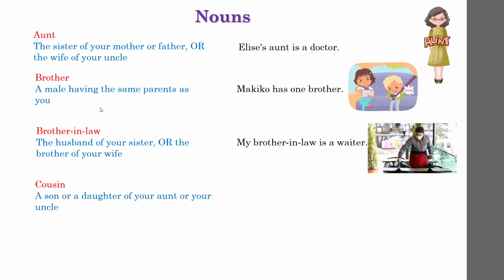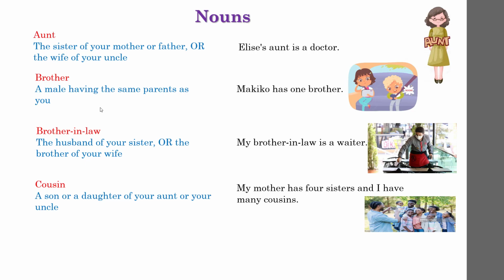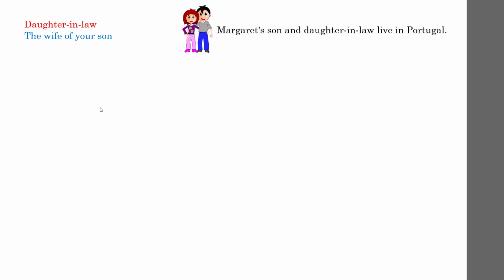Cousin. A son or a daughter of your aunt or your uncle. My mother has 4 sisters and I have many cousins. Daughter. Your female child. Kenneth's daughter is my friend. Daughter-in-law. The wife of your son. Margaret's son and daughter-in-law live in Portugal.